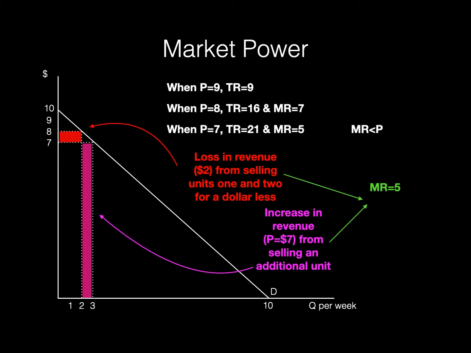It sold 1 more unit for $7 and sold units 1 and 2 for $1 less each than it had done before. So for a firm with market power, the marginal revenue will be less than the price charged because to sell more, the firm has to lower its price.